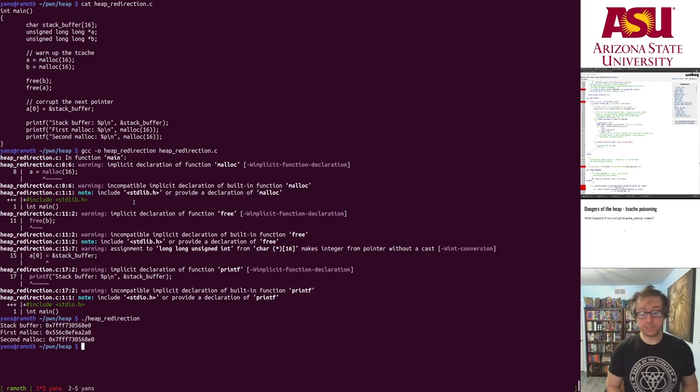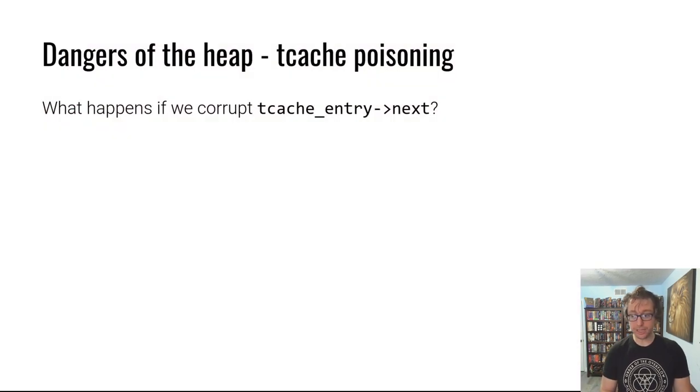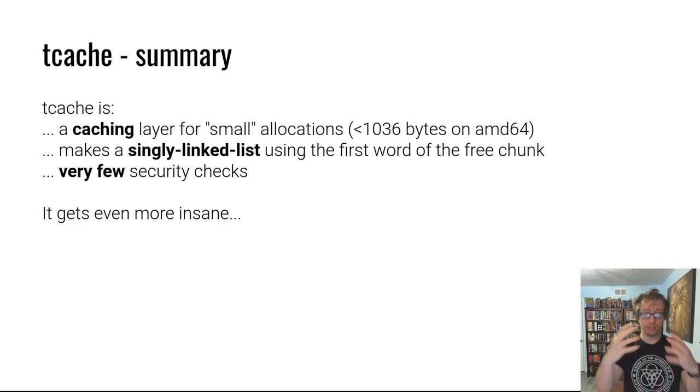Cool. So this is how tcache works on a high level, and some of the attacks that you can yield against it. In summary, basically, tcache is a layer for caching small allocations. I believe the cutoff is 1036 bytes on AMD64. It was as of a year ago or 2 years ago, but you can actually experiment on your own. Pwndbg has a heap plugin that allows you to examine the state of the heap, and you can actually see what the state of tcache is as you free and malloc and so forth.